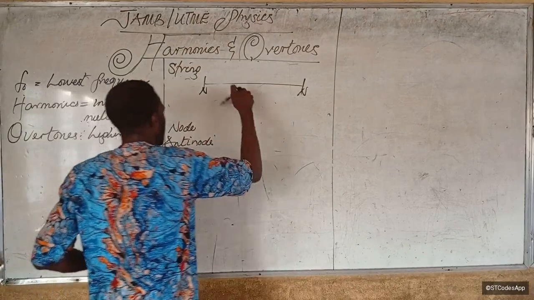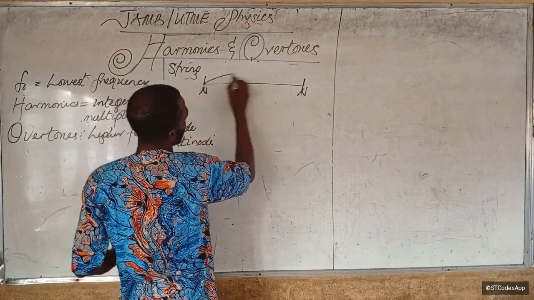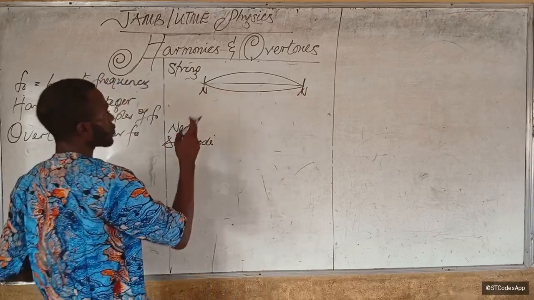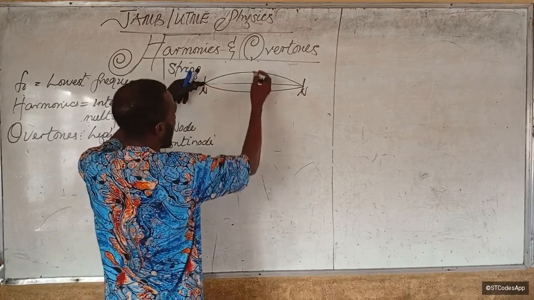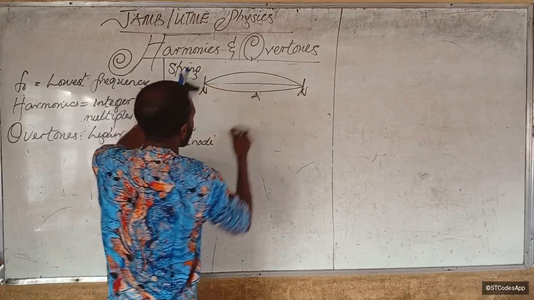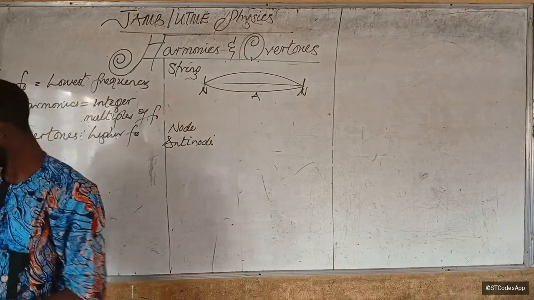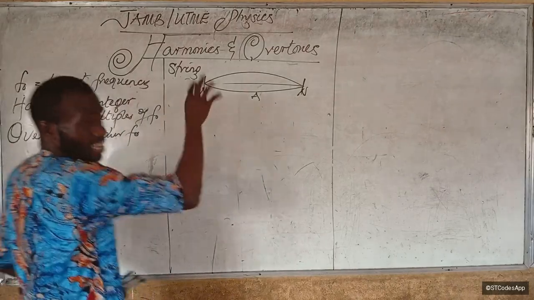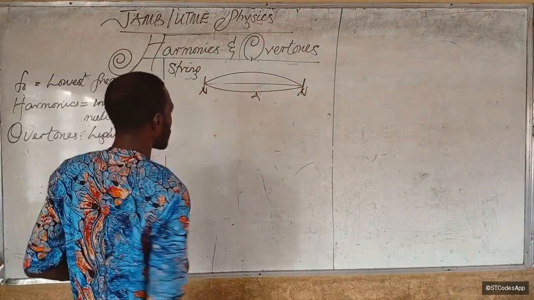Now, if I pluck this string to send down a vibration like this and return the vibration this way, we're going to have a node, and the point of maximum displacement here is going to be called what? An antinode. Okay? So this is the lowest kind of vibration that can occur here. This is the lowest form of vibration.